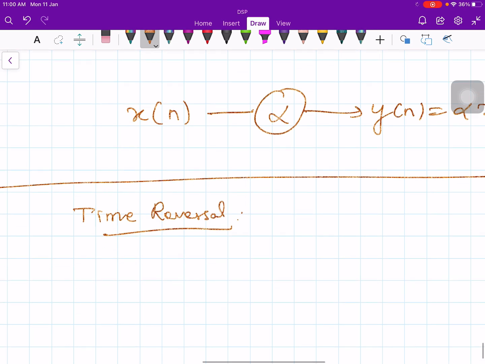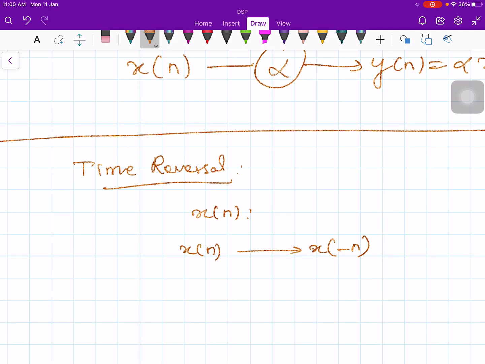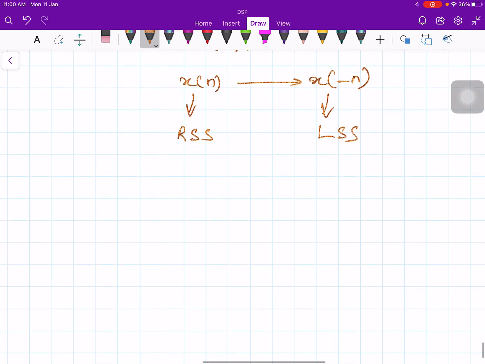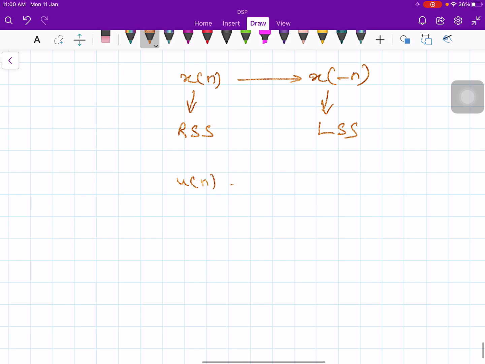Okay, so let's say x of n is given, and if the index is reversed, then you will get x of minus n. It means flip over. So x of n flipped over gives x of minus n. This is called a time reverse operation. In case x of n is a right sided sequence, then this will be a left sided sequence, and vice versa. For example, u of n becomes u of minus n. That is your time reversed sequence.